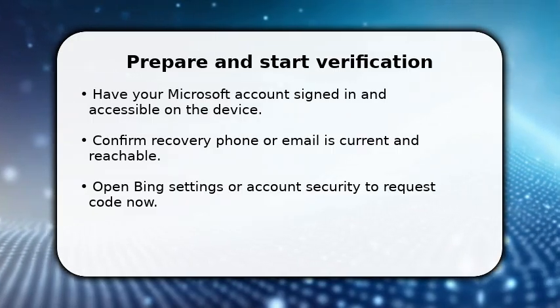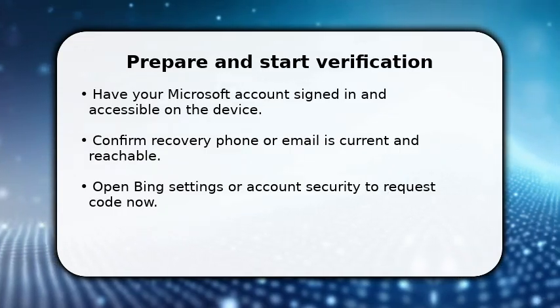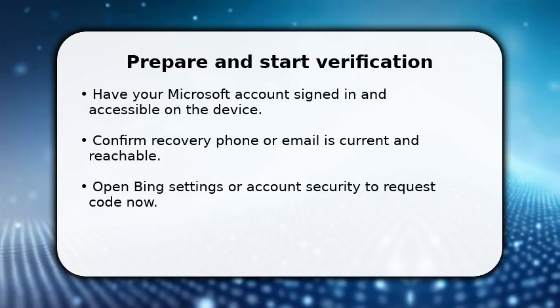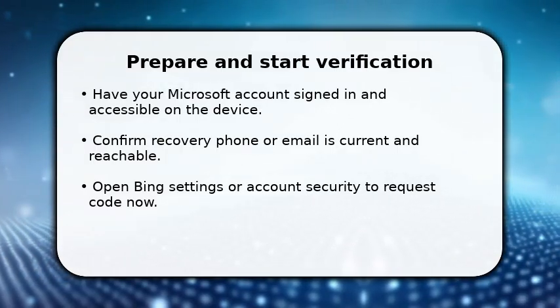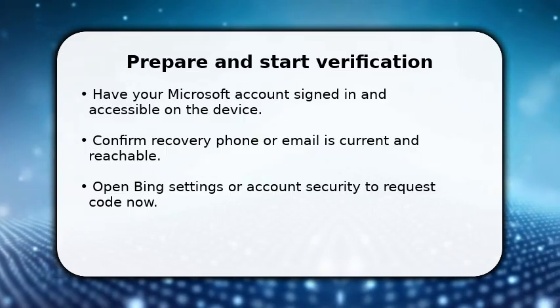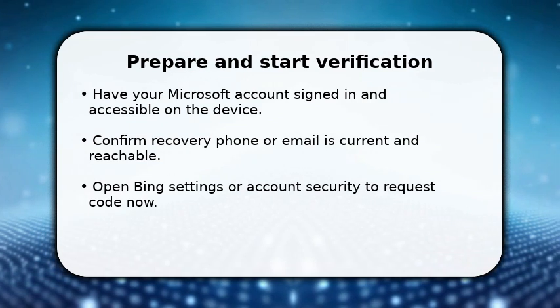Once selected, pick the delivery method, text to your phone or email, so you get the code where you can access it immediately. Make sure the chosen phone or email matches the one on file. If it doesn't, pause and update recovery info, because sending to an outdated contact will block progress.